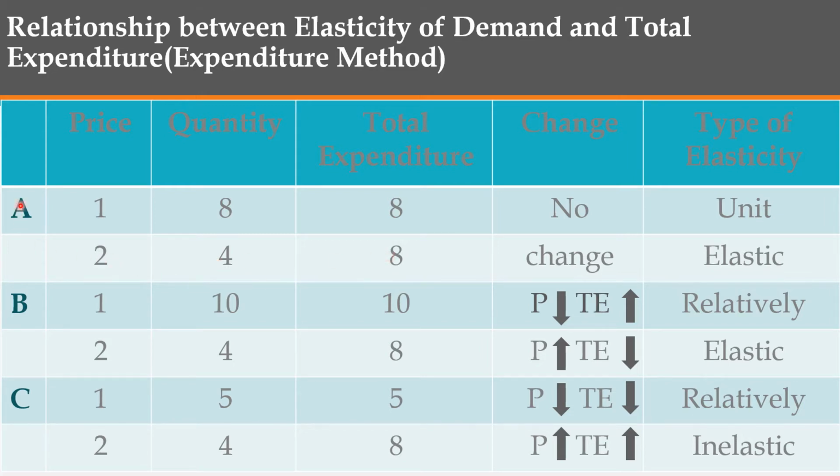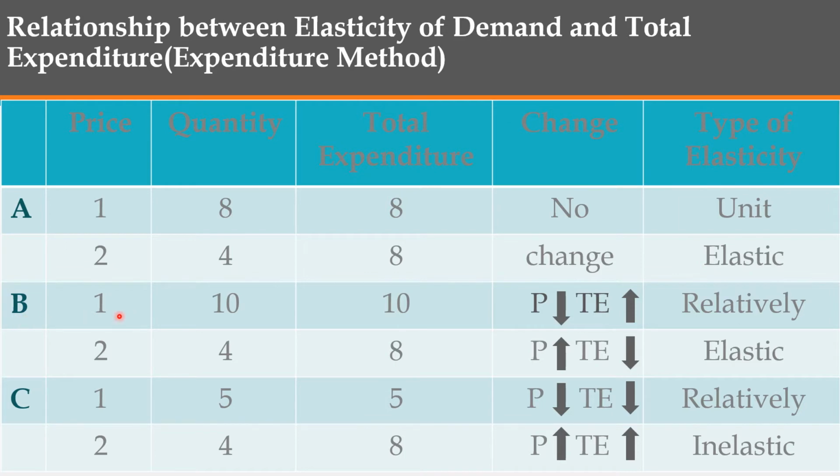You can clearly see in the case of good A, when price falls to rupees 1 or price rises to rupees 2, basically there is no change in total expenditure. When there is no change in total expenditure, the type of elasticity is seen to be unit or unitary elastic. Let me repeat again. If the price falls or rises and there is no change in the total expenditure, then the type of elasticity is unit elastic demand.